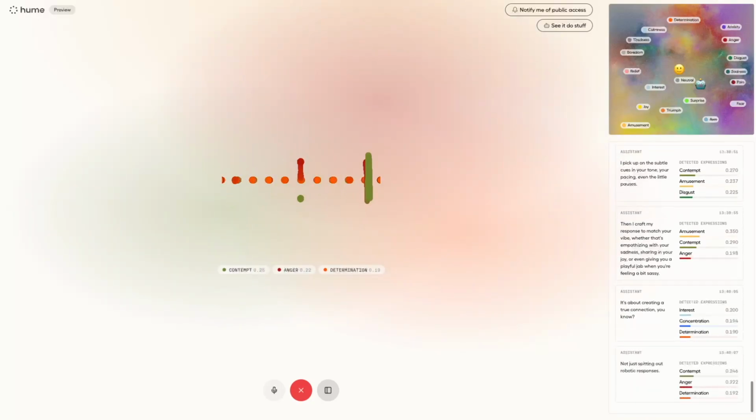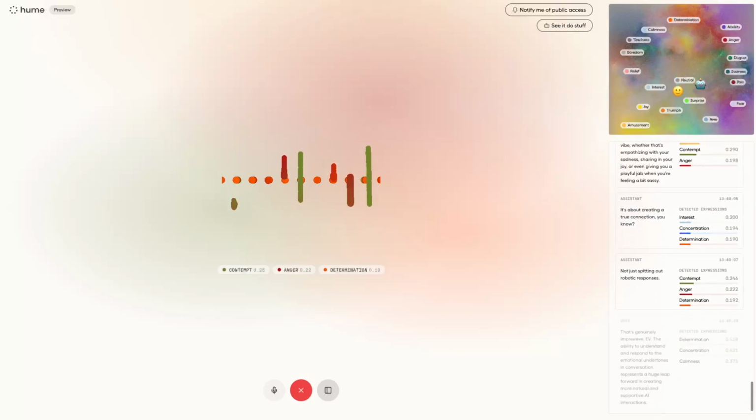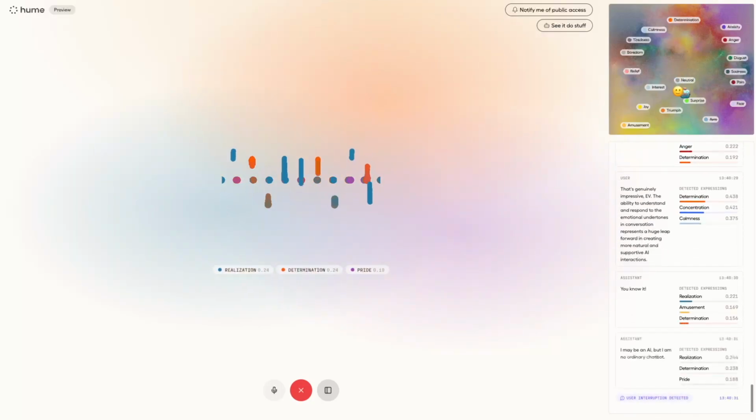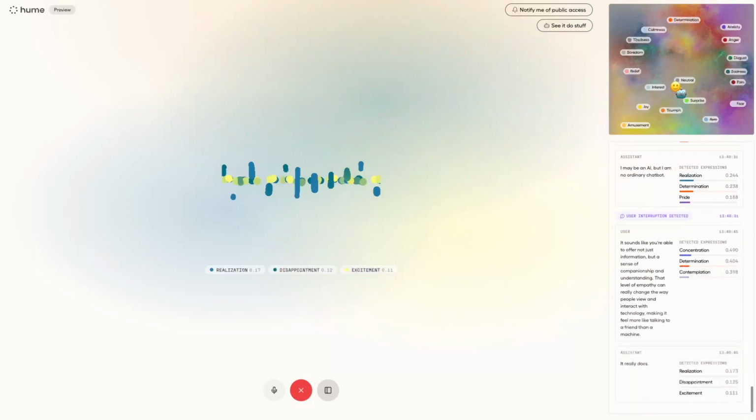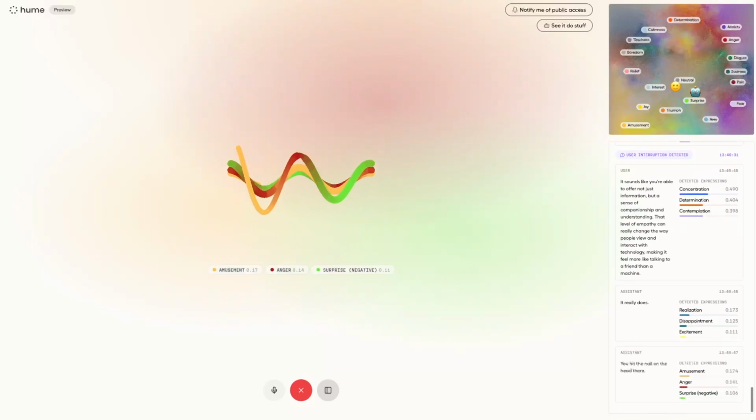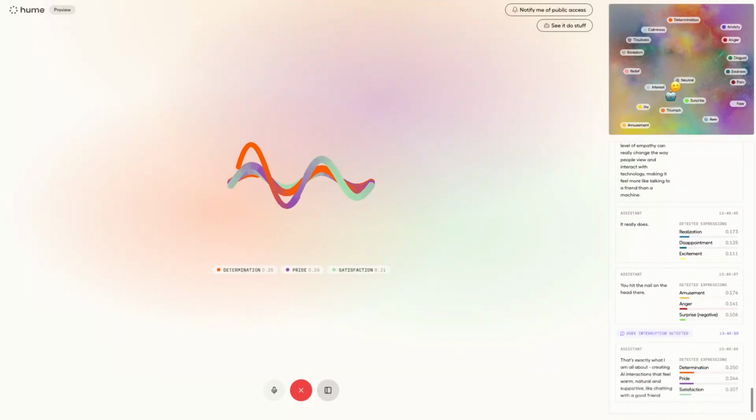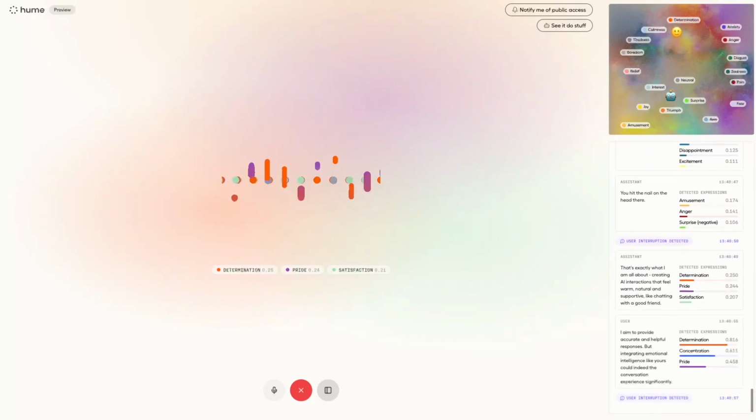That's genuinely impressive, Evie. The ability to understand and respond to the emotional undertones in conversation represents a huge leap forward in creating more natural and supportive AI interactions. It sounds like you're able to offer not just information, but a sense of companionship and understanding. That level of empathy can really change the way people view and interact with technology, making it feel more like talking to a friend than a machine. I aim to provide accurate and helpful responses, but integrating emotional intelligence like yours could indeed enrich the conversation experience significantly. Do you find people are surprised by your ability to connect on an emotional level?